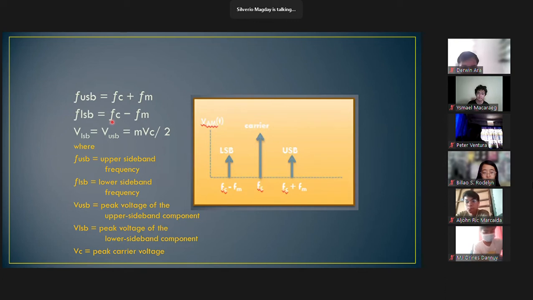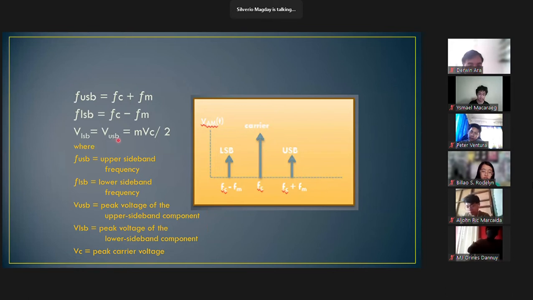In the frequency domain, paano ba natin ini-illustrate yung upper sideband and lower sideband? So from the carrier, that's just simply plus and minus of your modulating frequency. Pag voltages naman ng lower sideband and upper sideband, so your modulation index times your carrier voltage divided by 2. Simple as that. So titignan nyo dito yung length of the arrow, so most likely half of it is your upper sideband and lower sideband on the voltage.